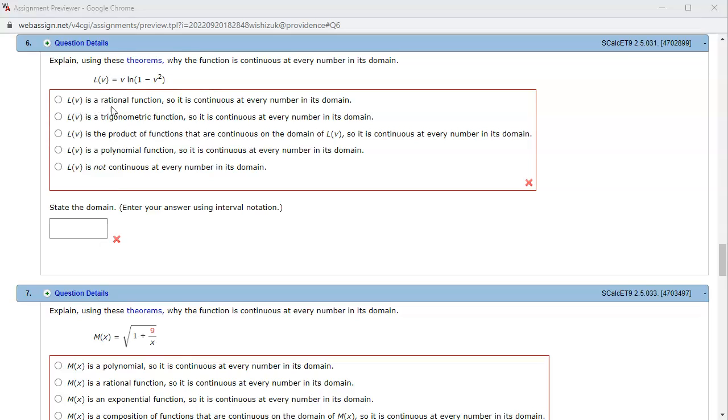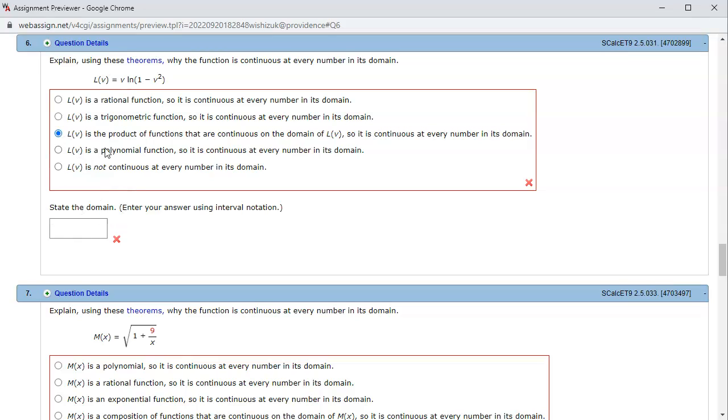L of V is a rational function? It's not. L of V is a trig function? It's not. L of V is the product of functions that are continuous on the domain of L of V. You can see that here's a V times natural log, so it is a multiplication. So this is a promising one. L of V is a polynomial function? It's not. L of V is not continuous? Actually, it is. So this would be the correct choice.